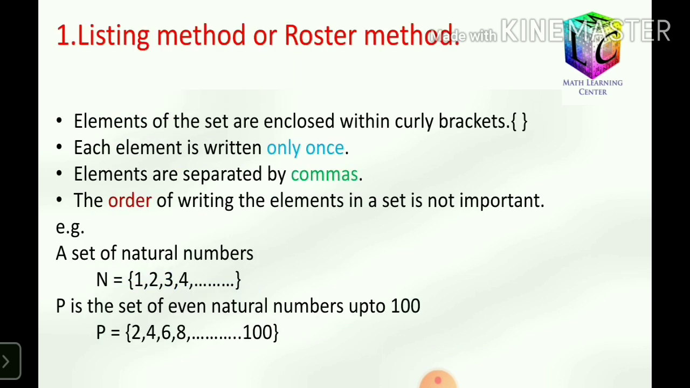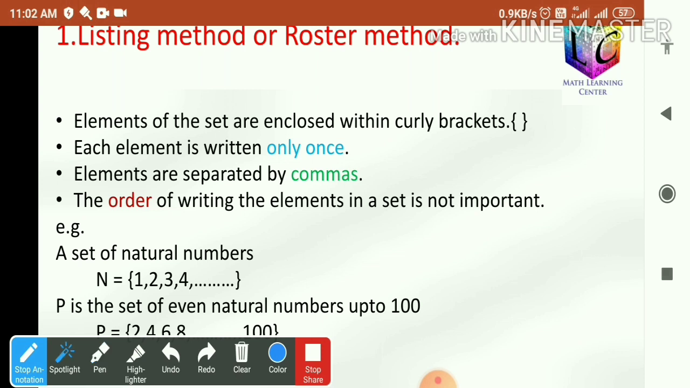First one, the listing method, we are going to discuss in detail now. Elements of the set are enclosed within curly brackets. Whenever we write a set in listing form, we have to use curly brackets. The second important point is each element is written only once. It means repetition is not allowed in a set. Elements are separated by commas.